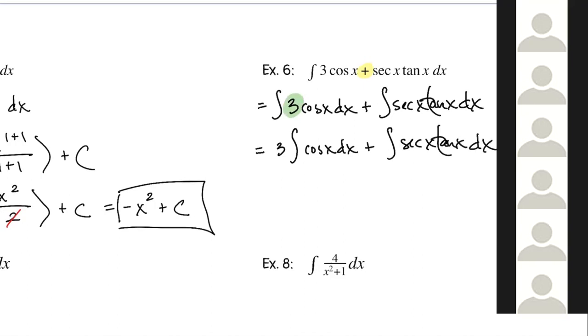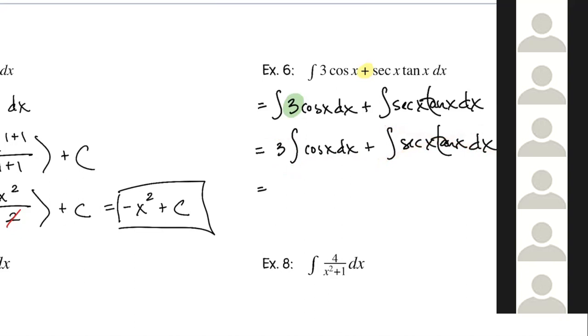Now notice this 3, it only goes with the cosine, okay? The 3 does not apply to that secant tangent part. The 3 only goes with the cosine part, okay? And so what do we get when we take the integral or the antiderivative of cosine x? Three sine x, good, good.